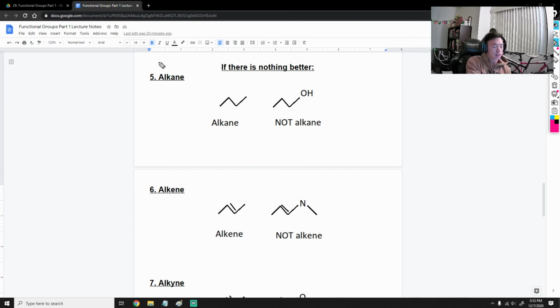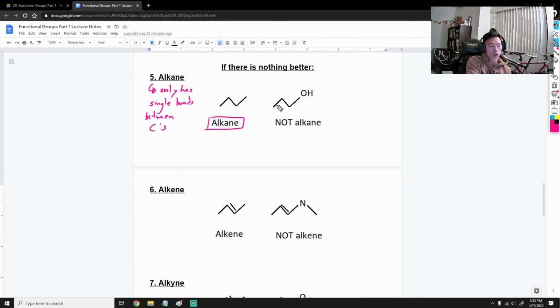Okay, so basically, if your organic compound only has single bonds, okay, between carbons, we're going to call it an alkane. So this would be an example of an alkane because if you take a look at this structure right here, the only thing that it has is carbon, carbon, carbon, carbon, and they're all single bonded. So if the only thing in your organic compound is single bonds between carbons, we call that an alkane.